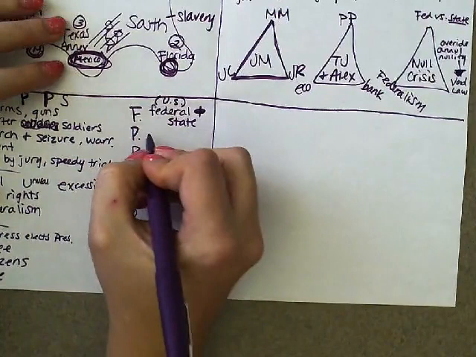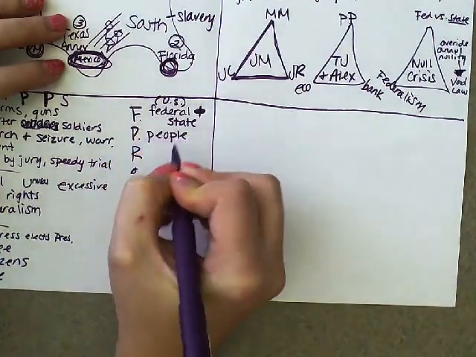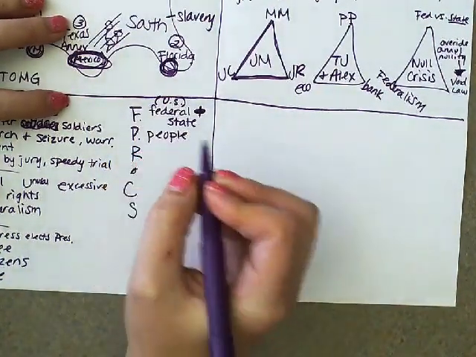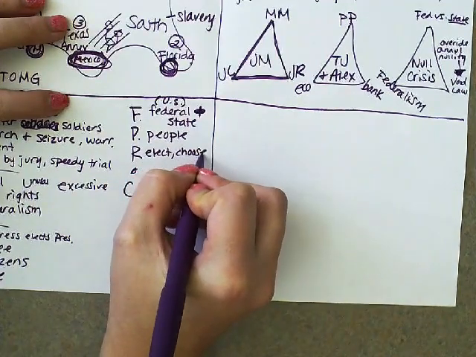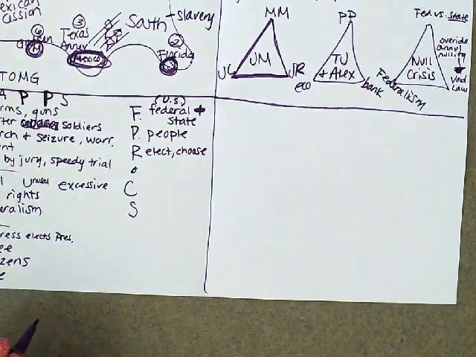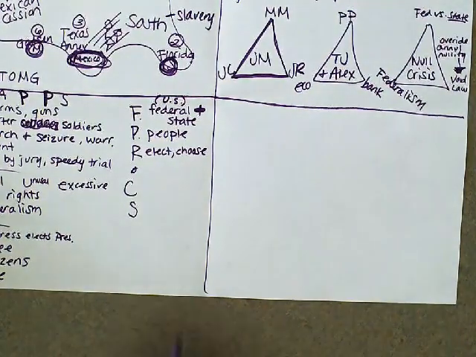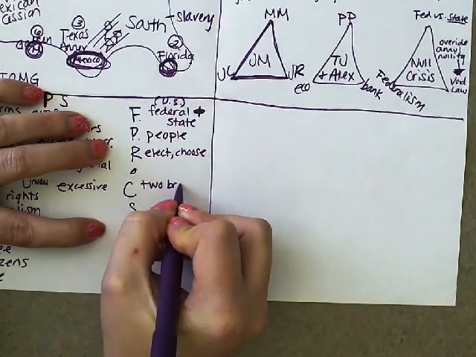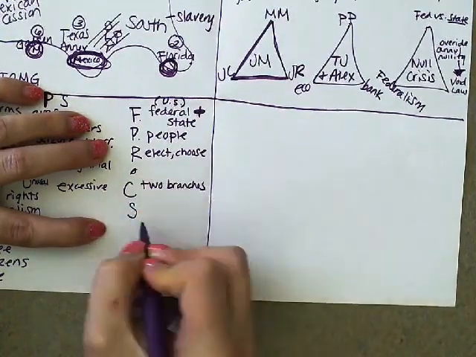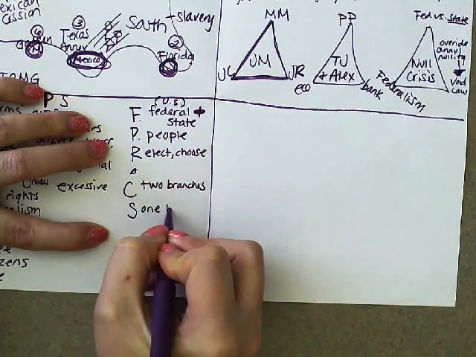Oh, we love the P because it's just people, easy. I literally look for that in the sentence. Republicanism, easy, elect or choose. It's not going to use the word vote in the Constitution. It doesn't. It says elect or choose or chosen. We know C, that we need to have at least 2 branches. And this separation of powers, we have 1 branch.